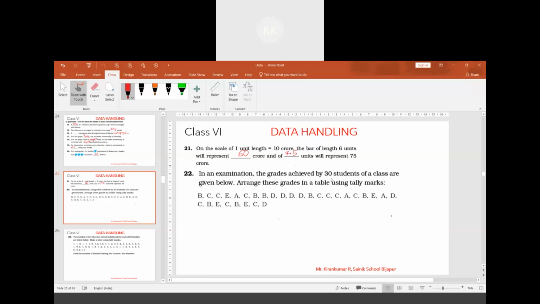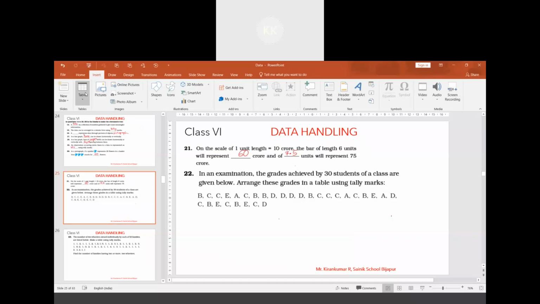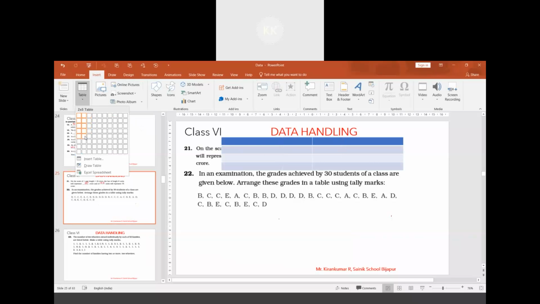Look at question number 22. In an examination, the grades achieved by 30 students of a class are given below. Arrange these grades in a table using tally marks. For that, I prefer making a table.